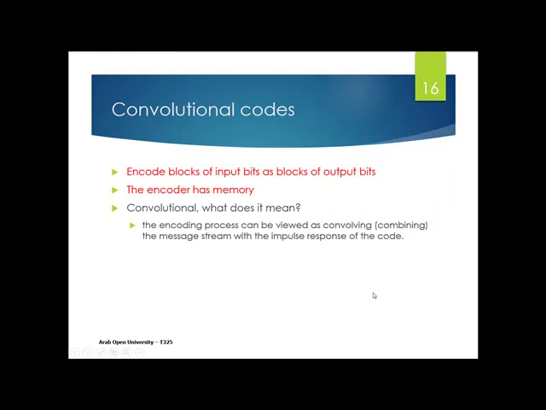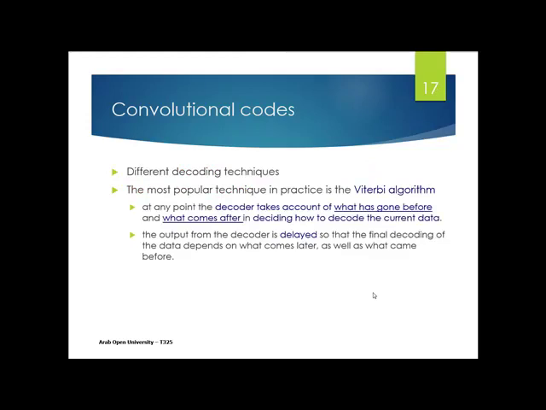The convolutional code encodes blocks of input bits as blocks of output bits. It is an encoder that has a memory, so a certain number of previous bits will be stored within the encoder. The term convolutional came from the fact that the encoding process can be viewed as convolving, which means combining, the message stream with the response of the code. We're going to see a typical example of a convolutional encoder.